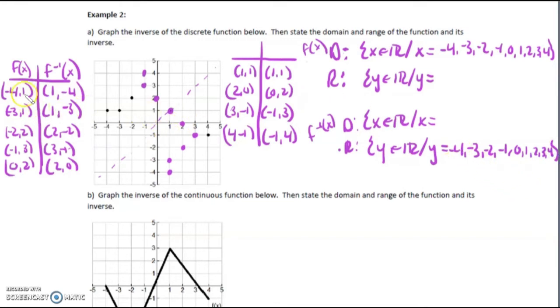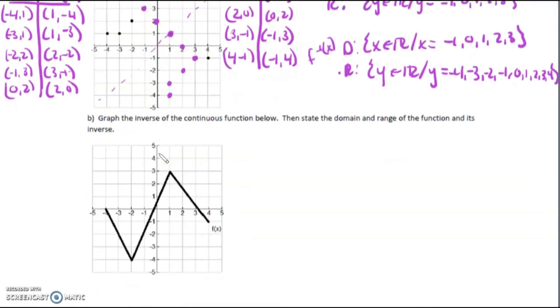Okay, now the range, 1, 2, 3, we have another 2, another 1, 0, -1. So we want to put these in order. -1, 0, 1, 2, 3. Okay, the range of f of x, we don't even have to look, we just know that it's the domain of f inverse of x.